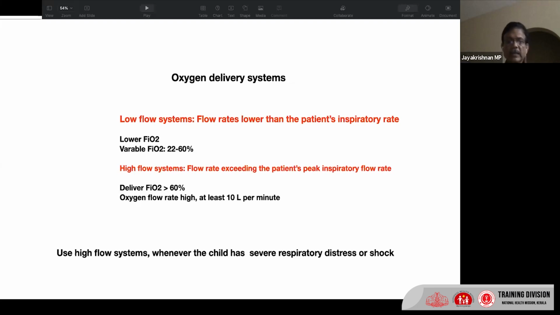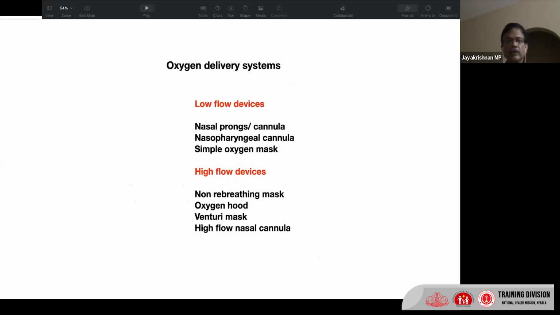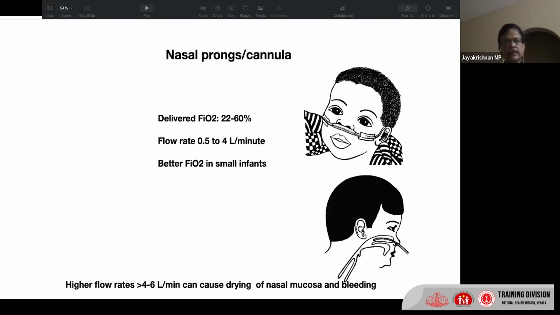So whenever the child has a severe respiratory distress, it's always a good idea to use a high flow system. Low flow devices are examples we all know: nasal prongs or cannula, nasopharyngeal cannula, something which we don't routinely use, and a simple oxygen mask, Hudson mask. The high flow devices are non-rebreathing mask, oxygen hood, Venturi mask, again not very commonly used, and the high flow nasal cannula. We'll be discussing some of these in the next few slides.